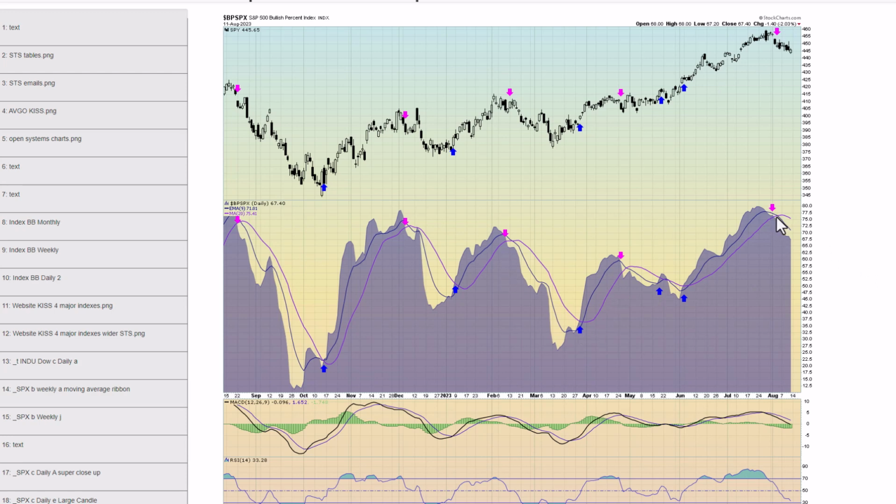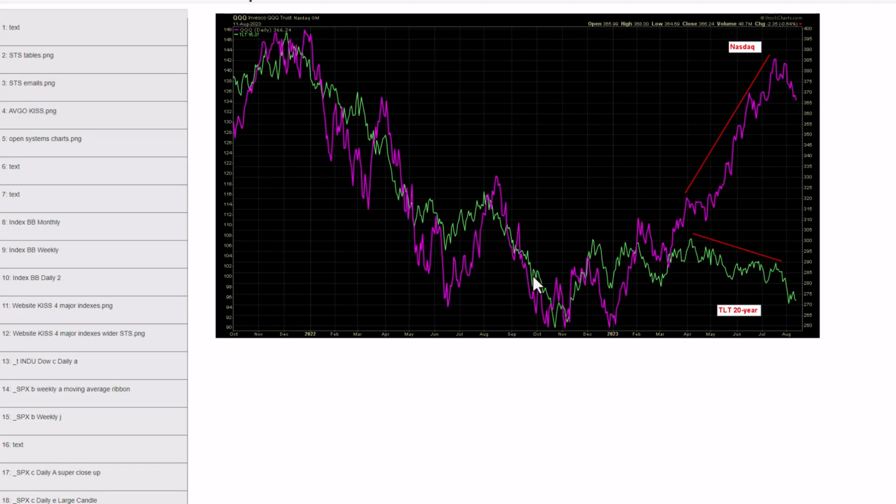This one on a sell signal back in early August. Next, chart number 52, here's the NASDAQ versus TLT, 20-year bonds. Normally you could see how correlated the NASDAQ is with bonds, which makes sense. The NASDAQ big cap tech stocks are very sensitive to long-term interest rates.